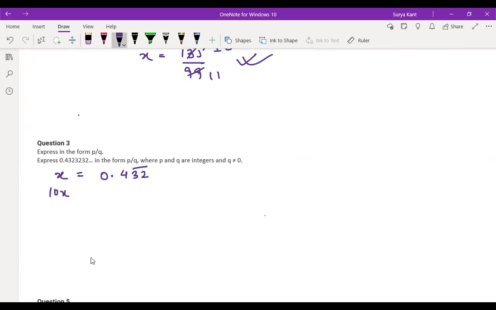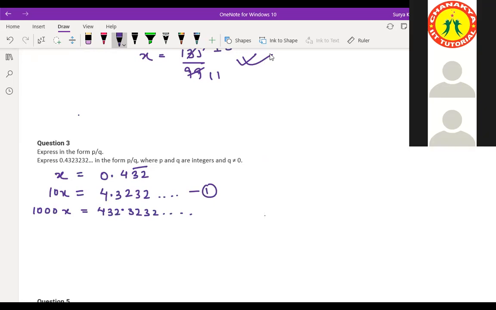So we should write 10x is equal to 4.3232 bar. So this is our first equation. And for the second equation, the 32 should come before the bar. So we should write 1000x is equal to 432.3232 bar. So this is our second equation. So second minus first.